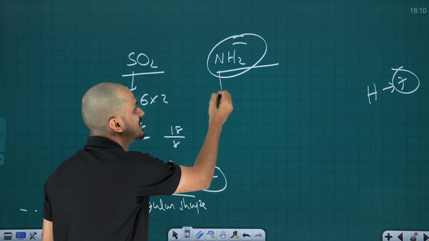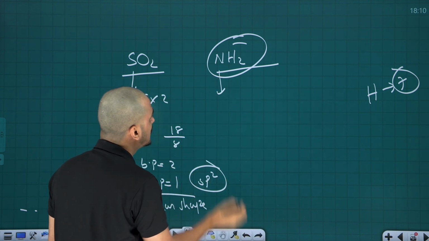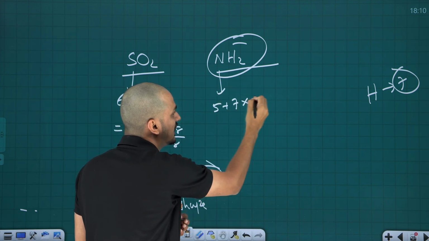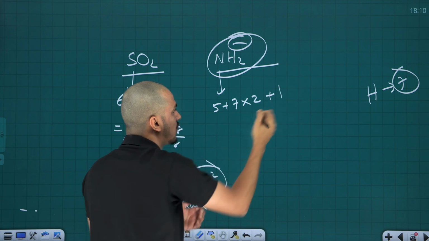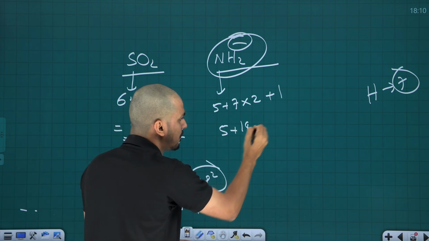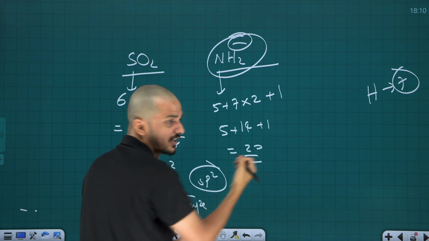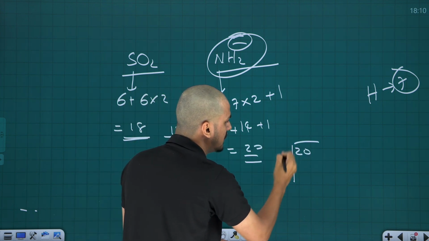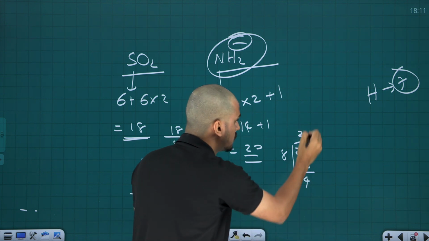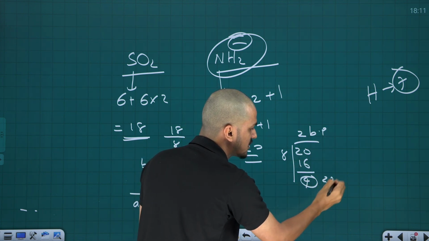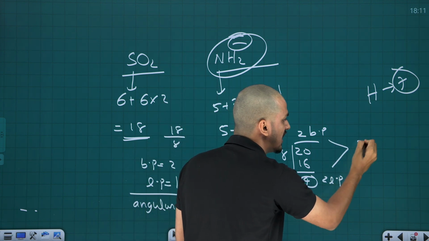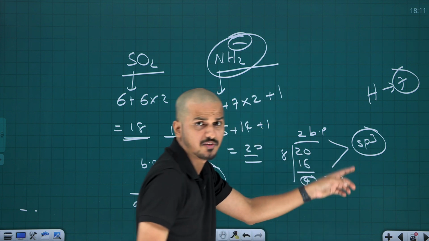Here, nitrogen valence electron is 5, plus hydrogen valence electron is 7, I will take into 2. This is minus 1, which means 1 electron I have to add. So 5 plus 7 into 2, 14, plus 1, that means 20 I will get. 20 divided by 8, 2 8s are 16, remainder is 4. So 2 bond pair, and the remainder makes 2 lone pair. 2 bond pair, 2 lone pair means its hybridization is sp3 because VSEPR number is 4.